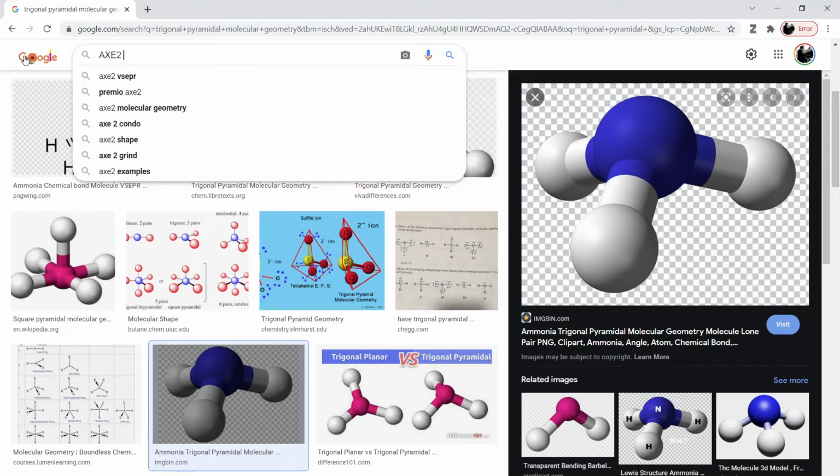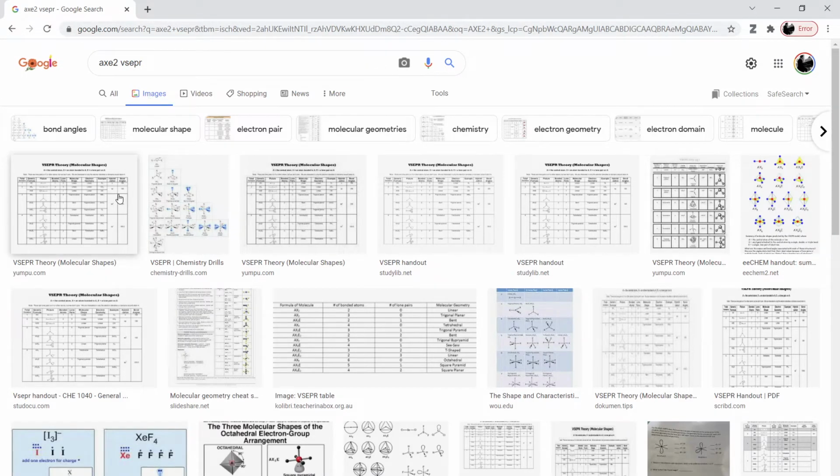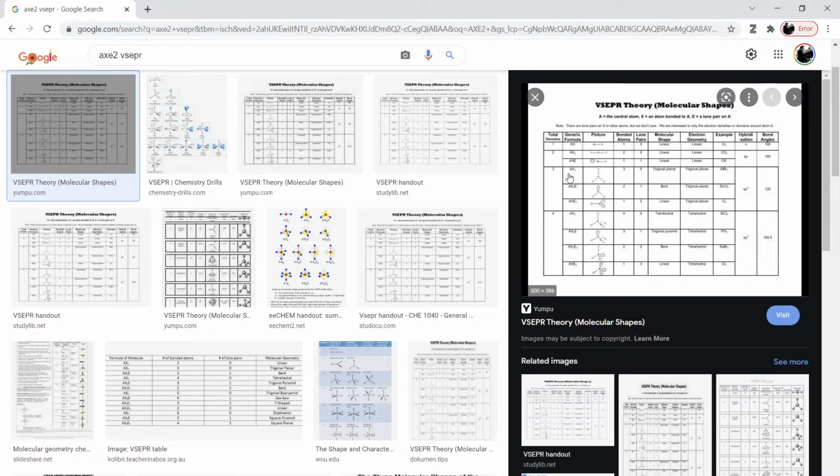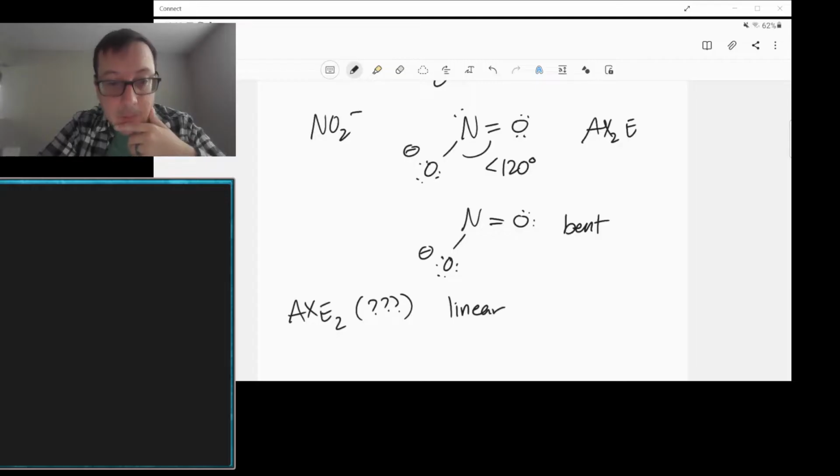AXE2. Yeah, let's see what we get here. Is anything going to fall under this shape? AXE2. Oh, O2 does. That's curious. I hadn't considered that. Yeah. Perfect. There we go. We have O2, for example.